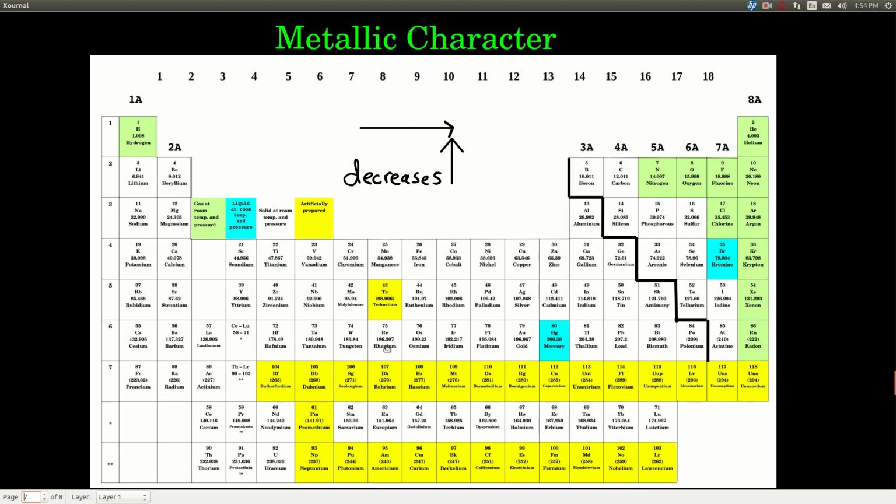And you can see this in the periodic table. Remember this line right here? Remember, to the left of that are metals, to the right are nonmetals. So you could probably guess that the elements are more metallic as you go to the left and less as you go to the right. And so the trend as you go up and to the right is that metallic character decreases in the periodic table. Helium is the least metallic. Francium would be the most metallic.